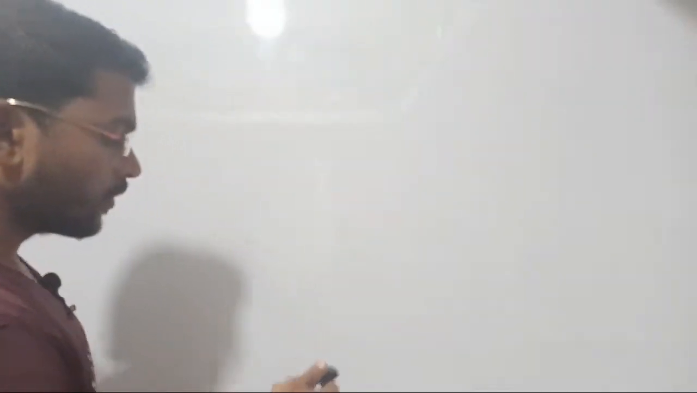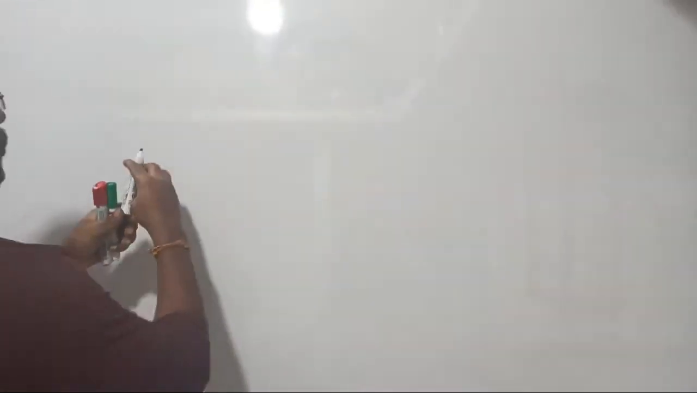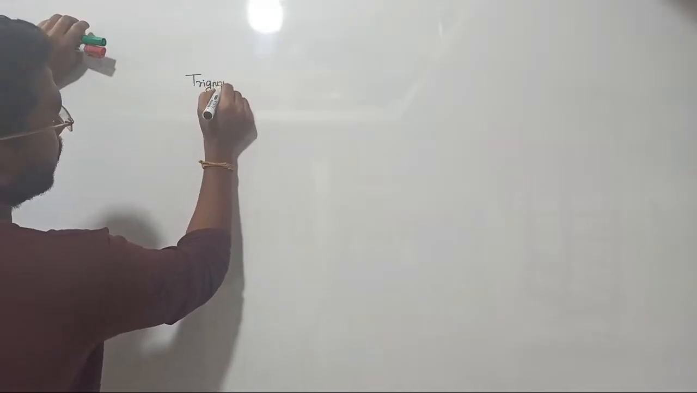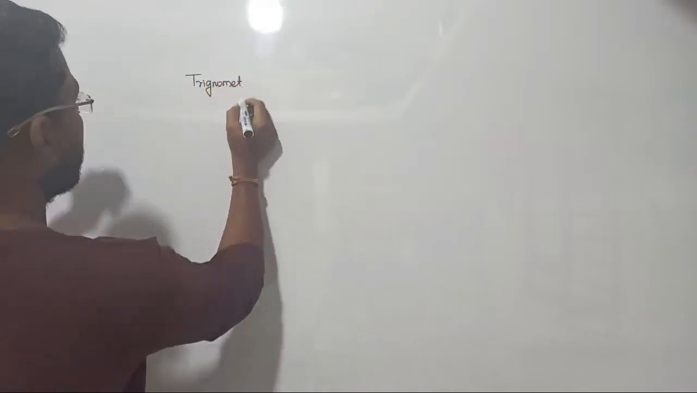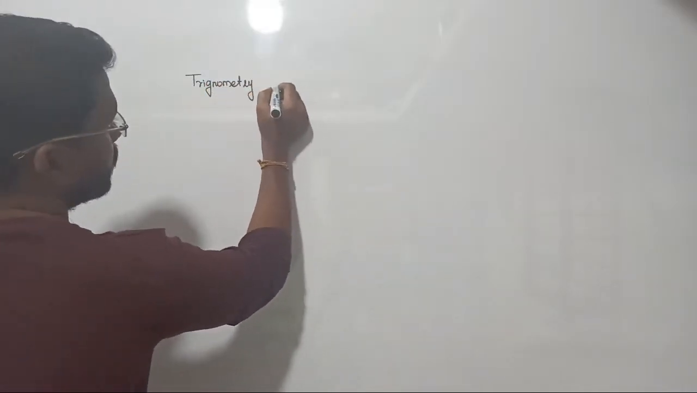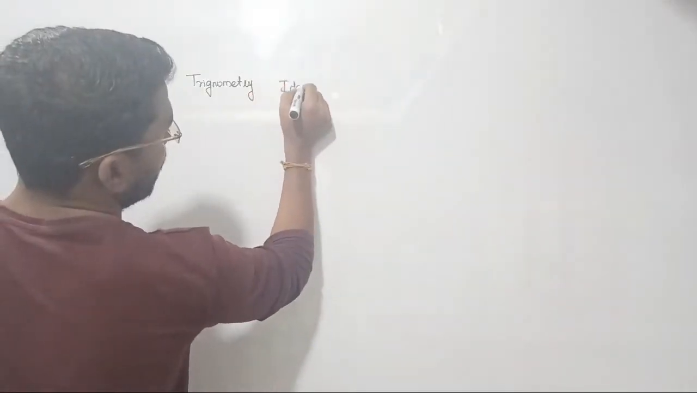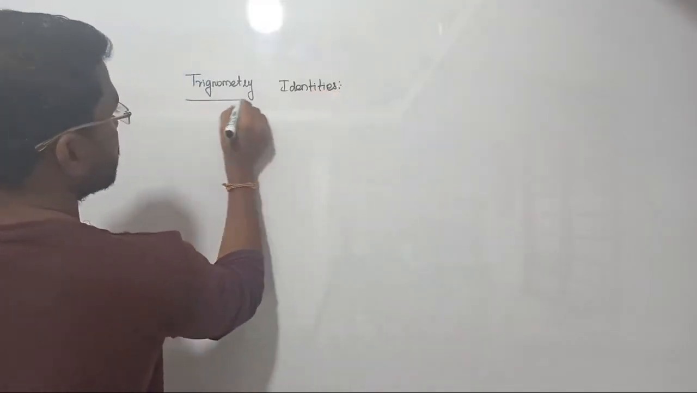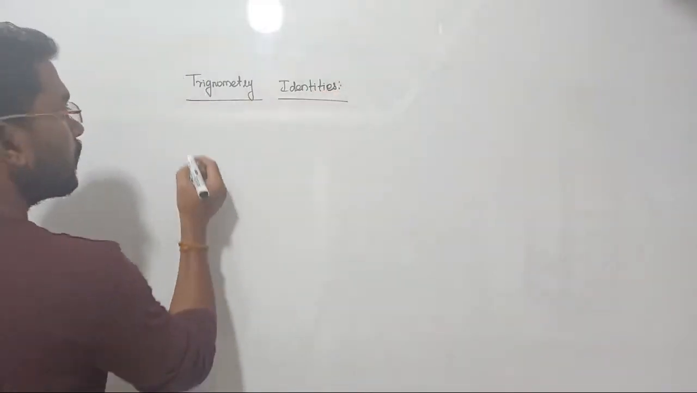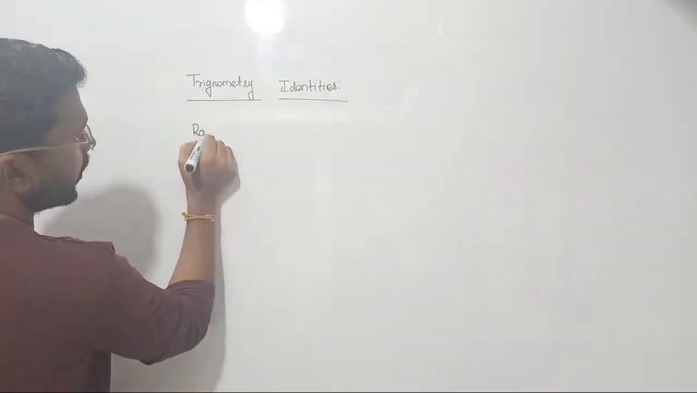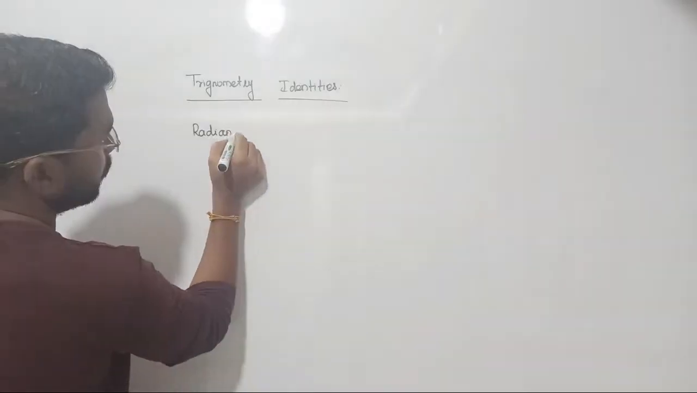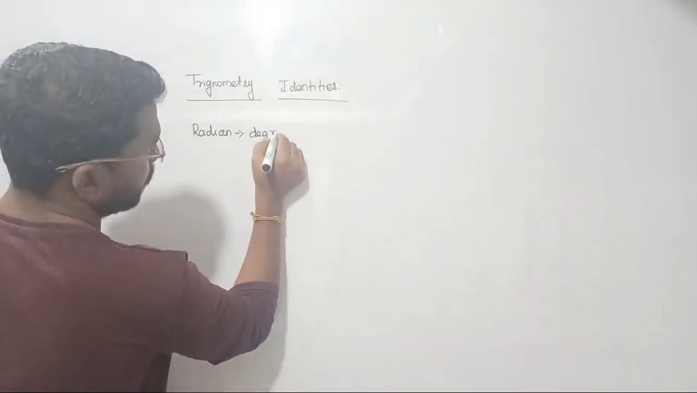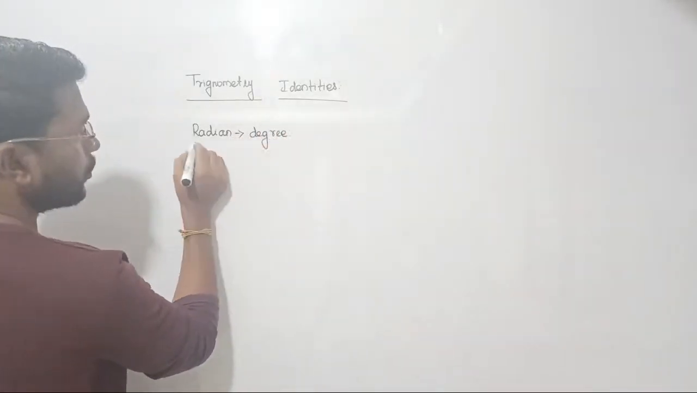Okay, fine. Let us discuss trigonometry identities, right? Just to keep these things in your mind before starting this lecture, they are very important, right? First, we have to discuss radian to degree conversion and degree to radian conversion, right? So radian to degree, first of all. Now, how will you do that, right?